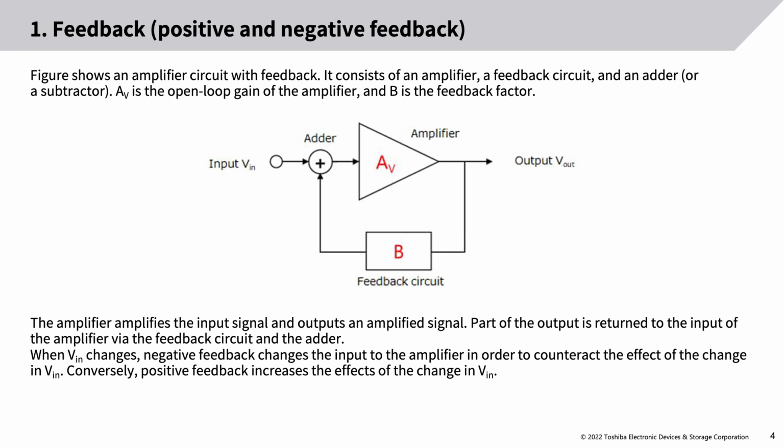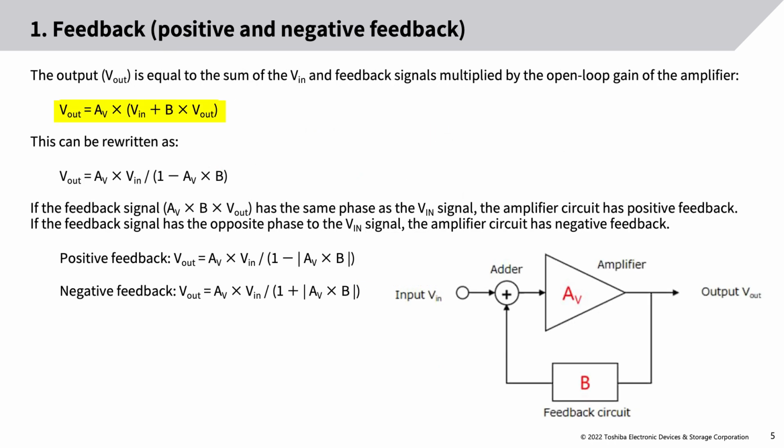When Vin changes, negative feedback changes the input to the amplifier in order to counteract the effect of the change in Vin. Conversely, positive feedback increases the effects of the change in Vin. The output, Vout, is equal to the sum of the Vin and feedback signals multiplied by the open loop gain of the amplifier. This can be rewritten as follows.